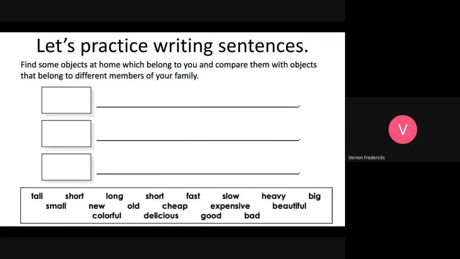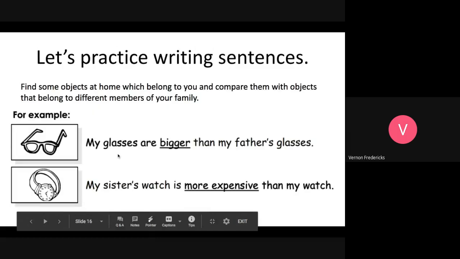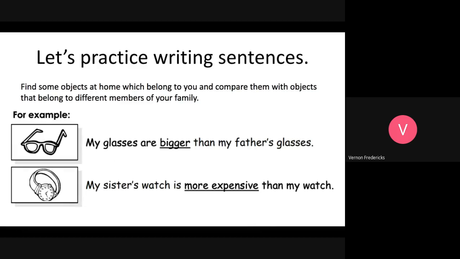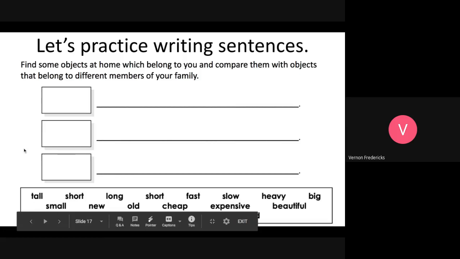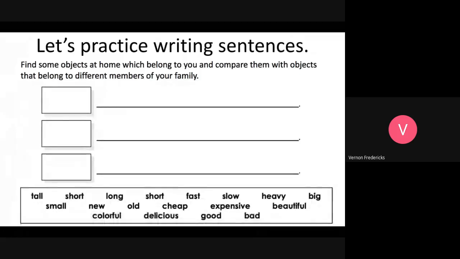These are all the adjectives that you can use. I'm going to give you three objects, and I want you to write down a sentence for me using these adjectives at the bottom, and using these examples. The structure: my glasses are bigger than my father's glasses, or my sister's watch is more expensive than my watch.